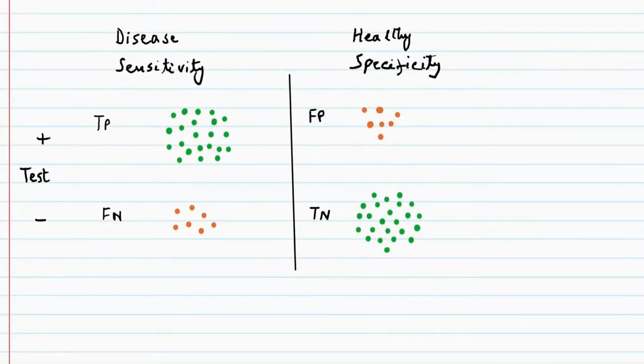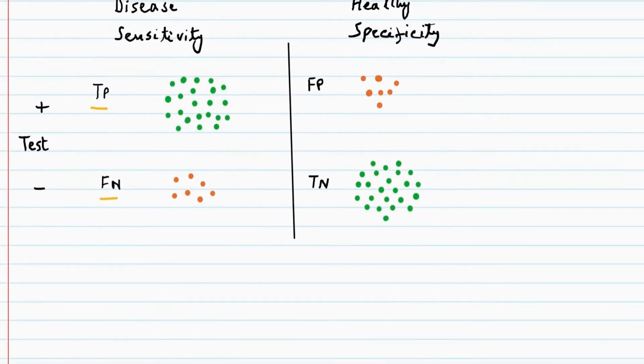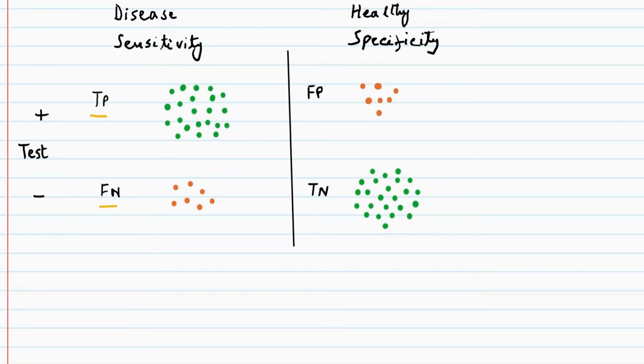We can see our new test is able to correctly identify some people with disease and the result is true positive, while other people, although they have disease, the result in these cases is false negative. The sensitivity of a test is the ability of a test to correctly identify people who have disease.